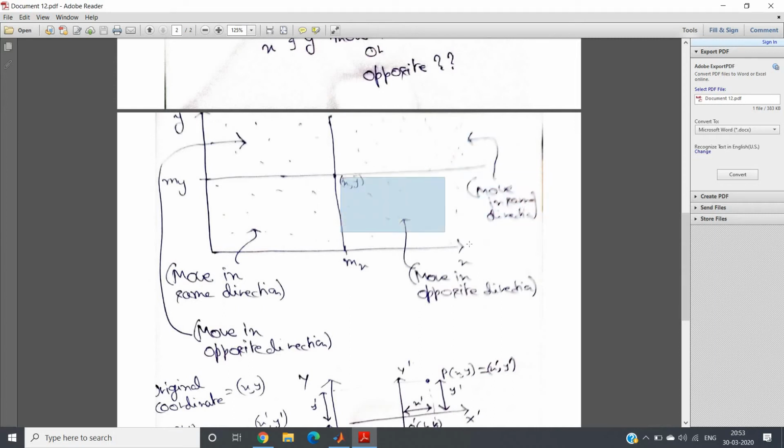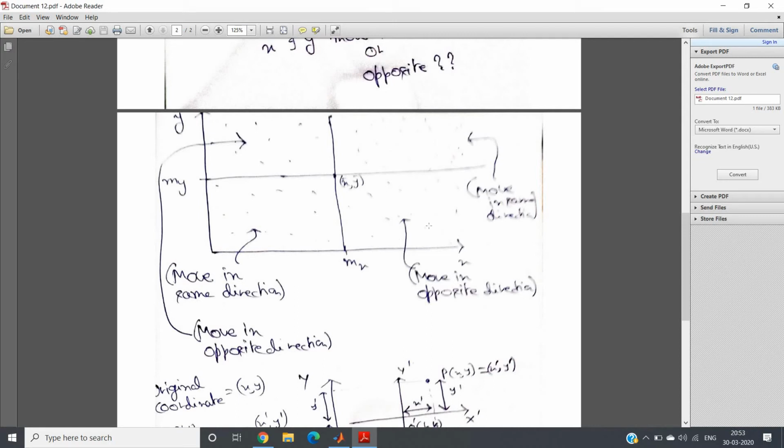If you consider this quadrant, this particular slot, here the x coordinates are more than x bar because all the points are placed on the right side of mx, the mean of all the x coordinates of the data points.